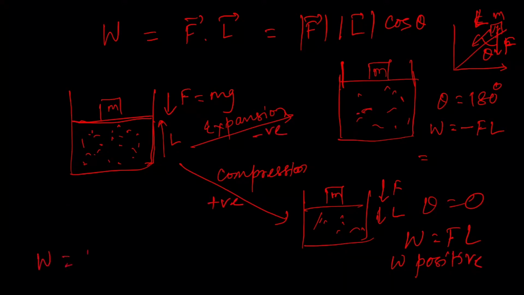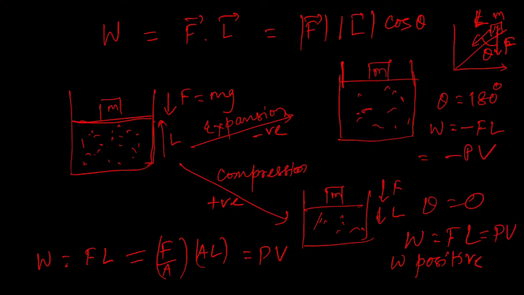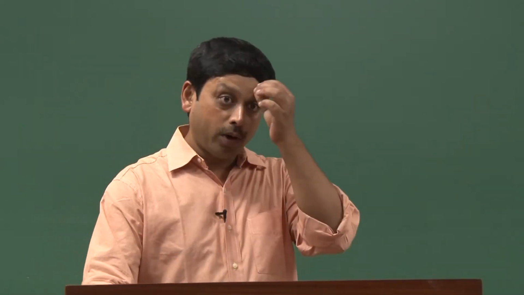Now, since we are writing work as F into L, F by A into L, I am just dividing and multiplying with A. F by A we know to be pressure, AL will be the volume, surface area into length will be the volume. So, you see work done for gas systems is basically PV, but in case of expansion it will be minus PV, and in case of compression it is plus PV. And that is a very important point that is often confusing in thermodynamic classes, when one takes the work to be positive and when the work is to be negative.